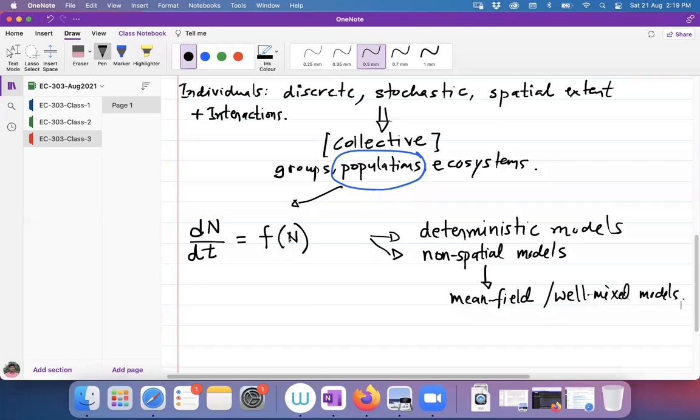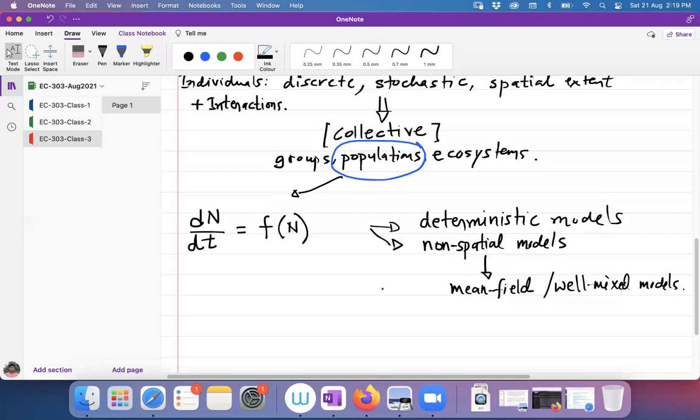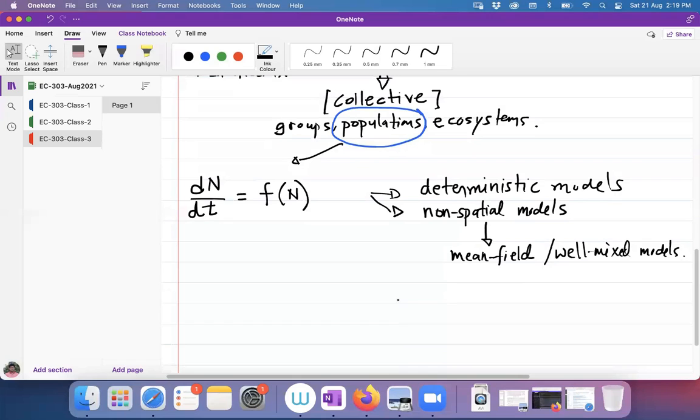So why do we say so? Why do we say they are mean field models or well-mixed models? Let us try to understand that. As you can see, I'm slowly moving from individual behaviors and their properties, which I had discussed so far, to populations now. So today's class will be mostly about populations.